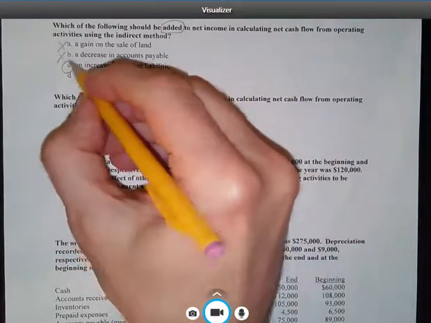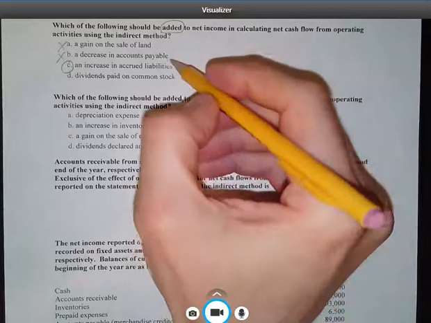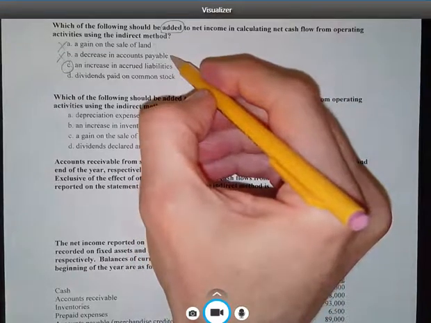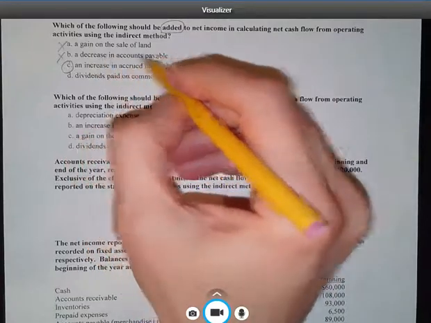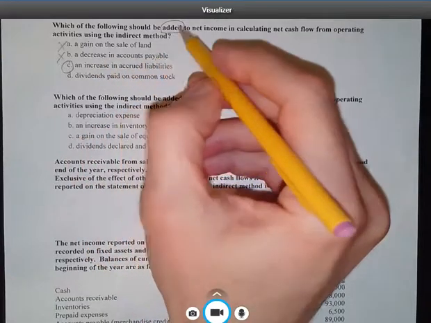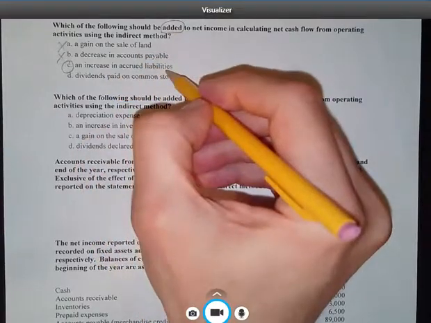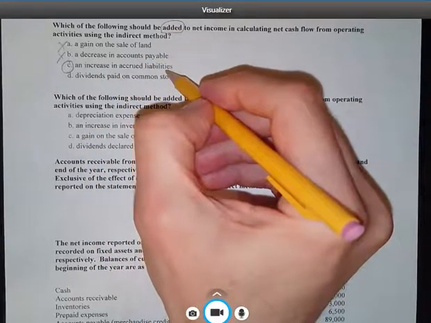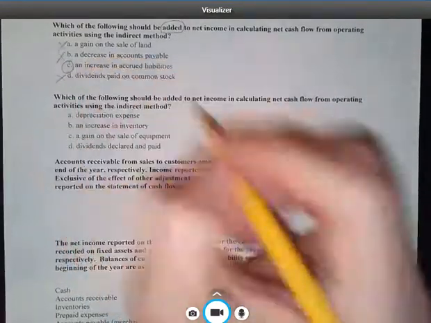An increase in accrued liabilities. This is going to be our answer right here, because let's think about this. Payables are liabilities, yes? Yes, they are. So if a decrease in liabilities is a subtraction from net income, then an increase in any type of liability is going to be an addition to net income. All right.